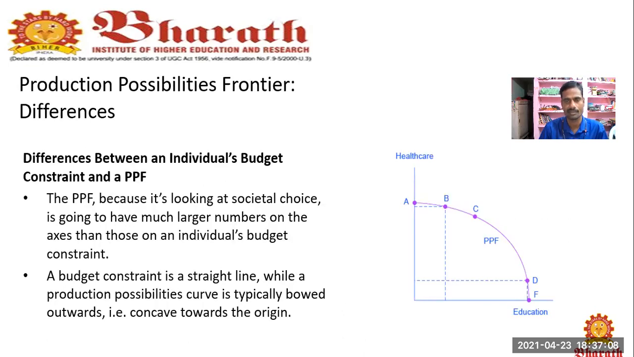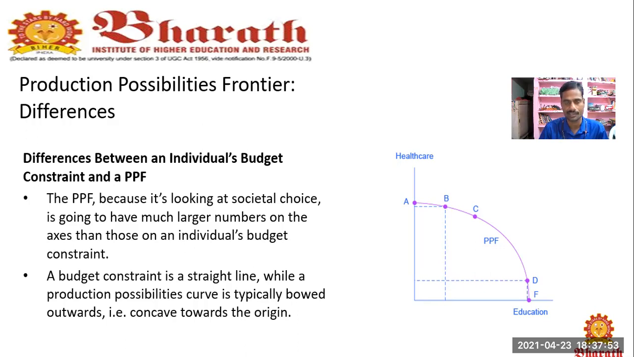Here we can see the diagram. On the y-axis, good A is measured. On the x-axis, something else is measured. See here, two variables are measured. On the y-axis, healthcare is measured. On the x-axis, the education variable is measured. The government has to allocate some resources for providing healthcare services as well as education. If the government has to spend more for healthcare, then it has to spend less for education.